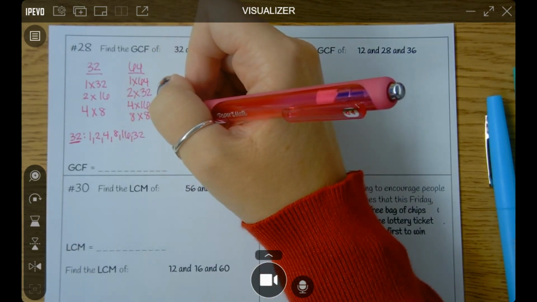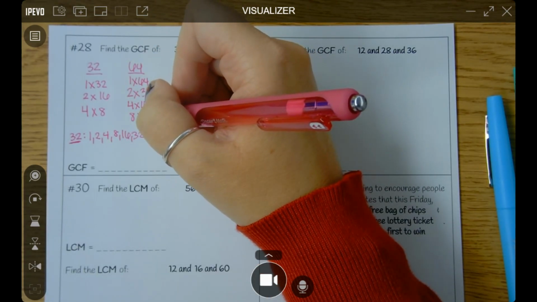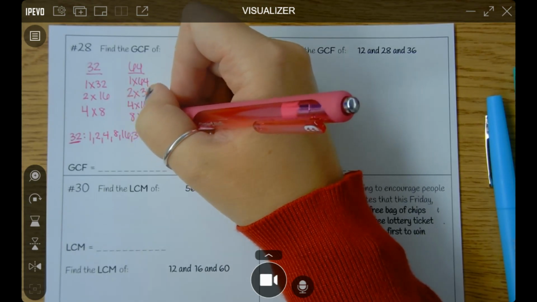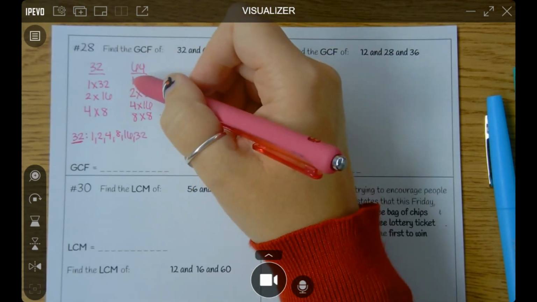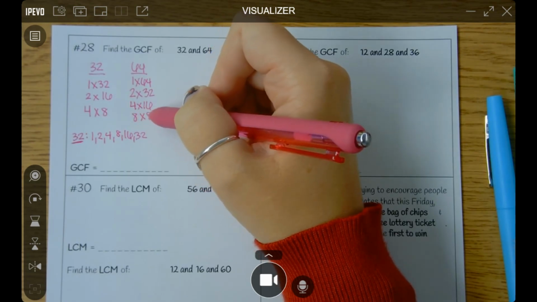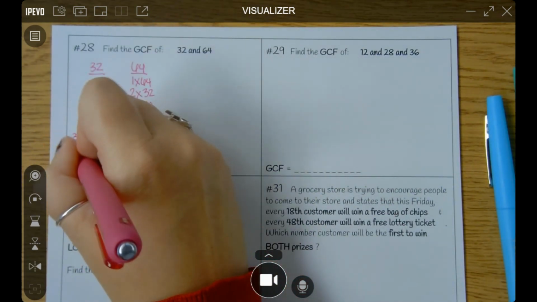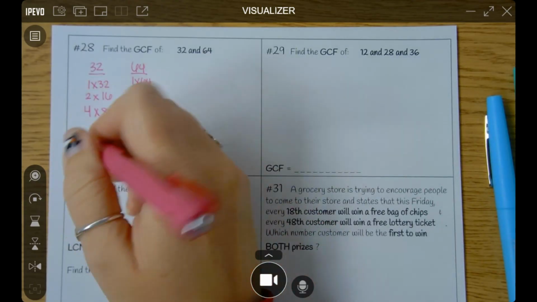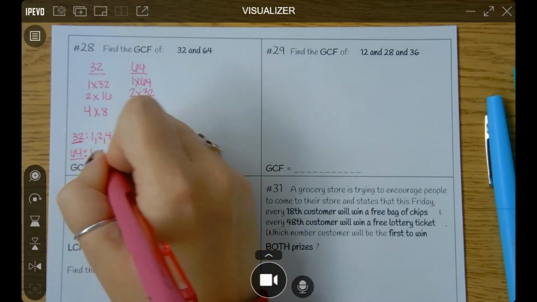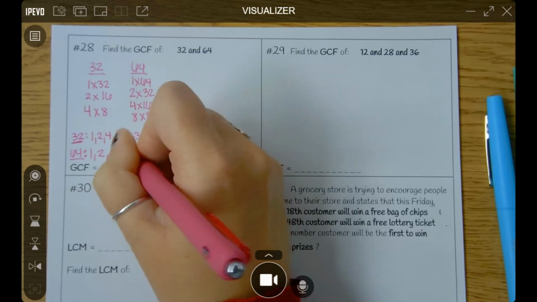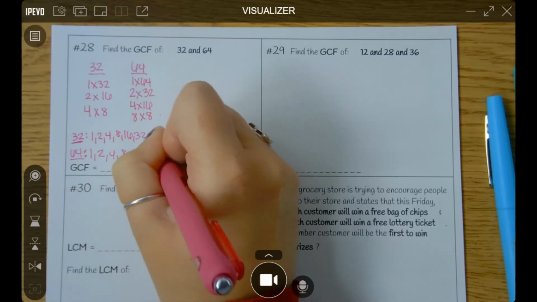And then you know you're done because you have a double. And so then you know you can stop. And then I'm going to list them all: 1, 2, 4, 8, and then back up, 16, 32, 64. Okay. And now I have all the factors of 64 in order from least to greatest, right? 1, 2, 4, 8, 16, 32, and 64.